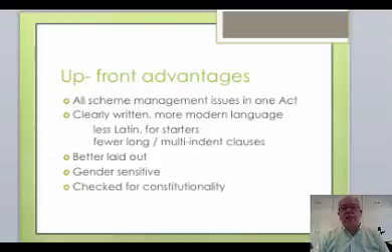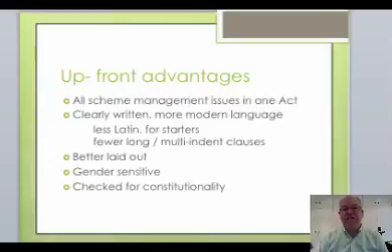All scheme management issues will be dealt with in one act. It is clearly written. It's much more modern language. The original act was drafted in the mid-80s. There's much less Latin for starters. There are fewer long multi-indented clauses. I think it is just an easier act to read altogether.